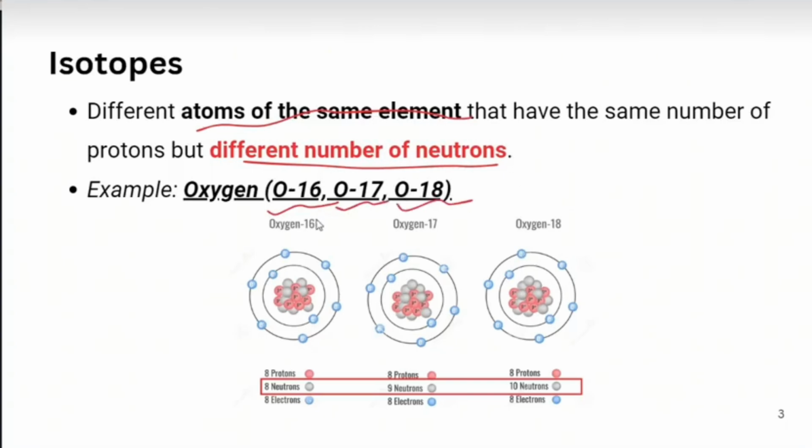Right? So what makes them different? They have different numbers of neutrons. For example, oxygen 16 has 8 neutrons, oxygen 17 has 9, and oxygen 18 has 10 neutrons. Right? So remember, they are the same element, oxygen. They are all oxygen, but they have different numbers of neutrons. So they are isotopes. Alright? The isotopes of oxygen.